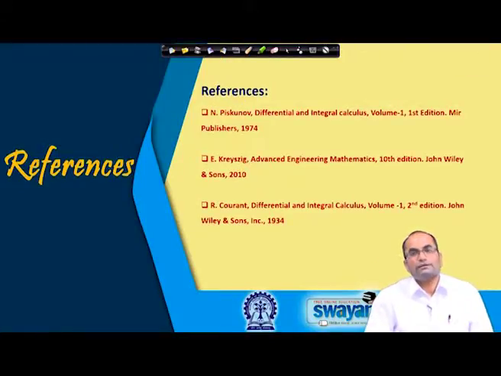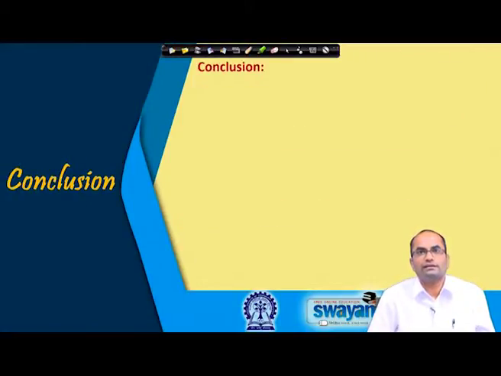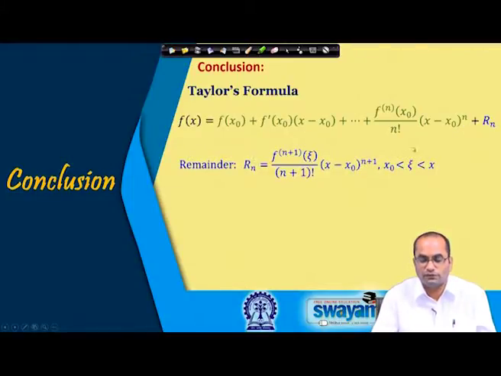So, these are the references which were used for preparing these lectures and the conclusions. What we have learned today is Taylor's formula, a very important topic in differential calculus. A function which is smooth enough, we can write down as f(x0), f derivative at x0 times (x minus x0), and so on, plus this R_n(x) term, which is called the remainder term. This is one form of the remainder term: the (n plus 1)th derivative of f divided by (n plus 1) factorial, times (x minus x0) to the power n plus 1.